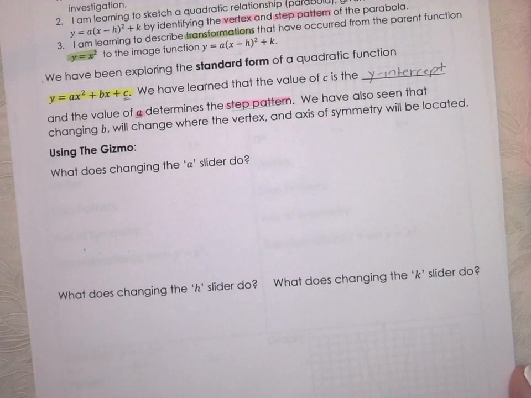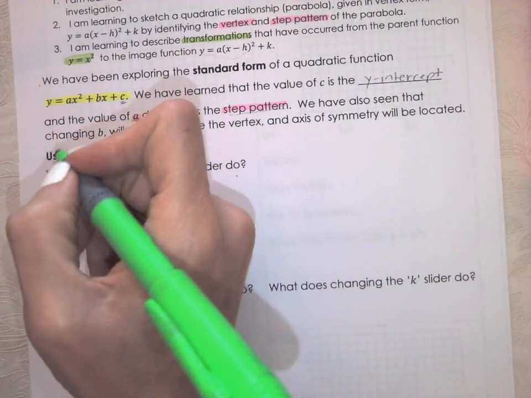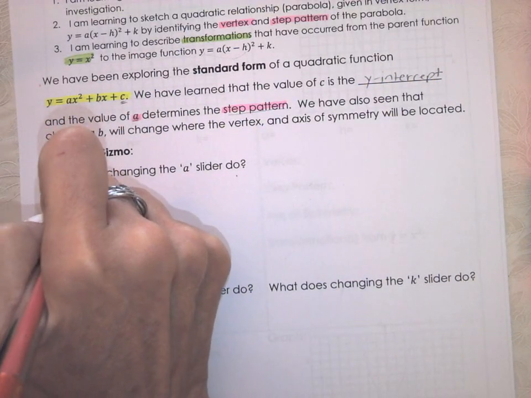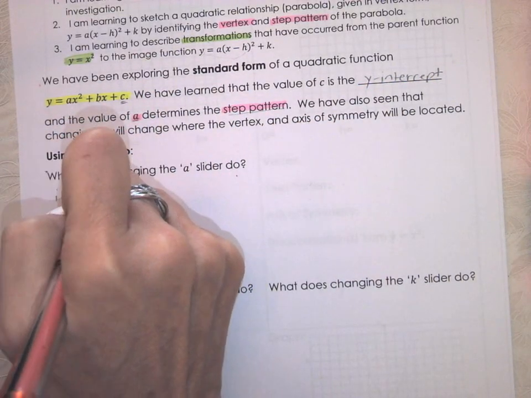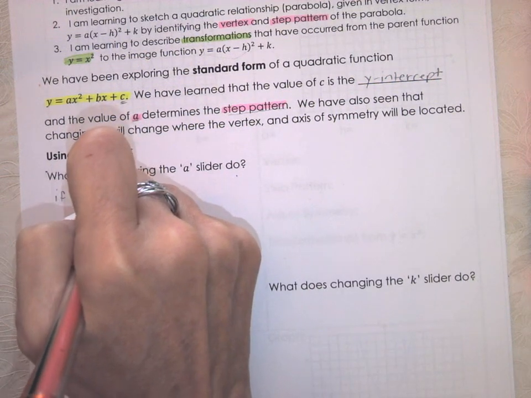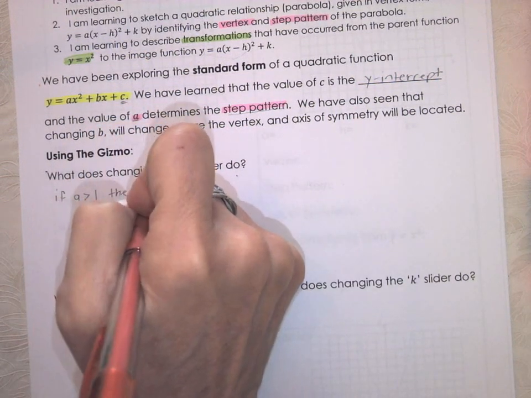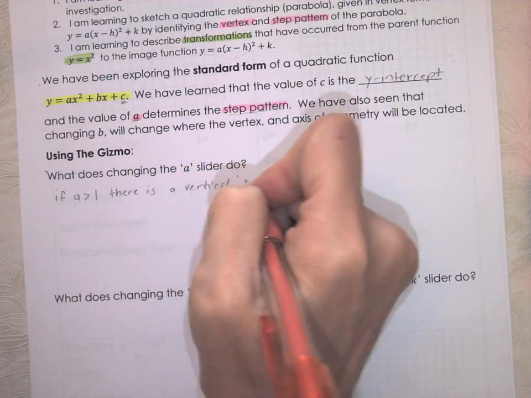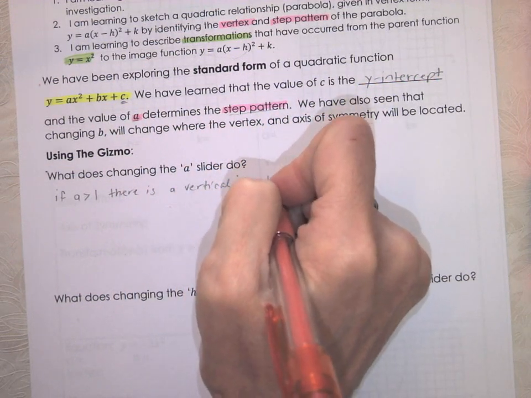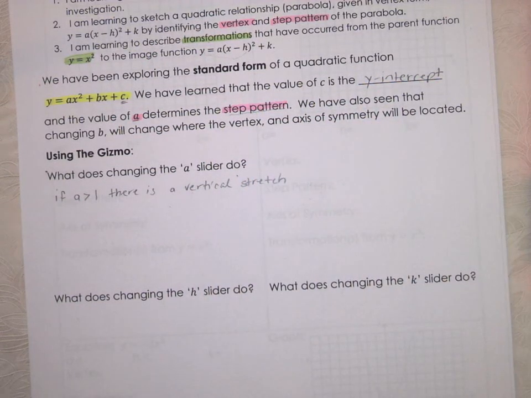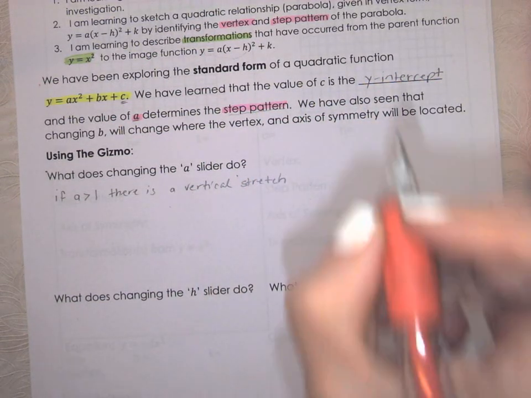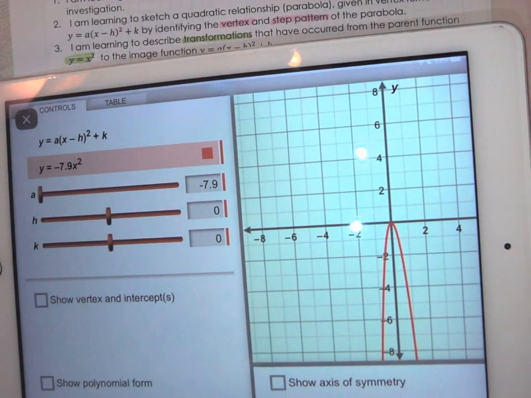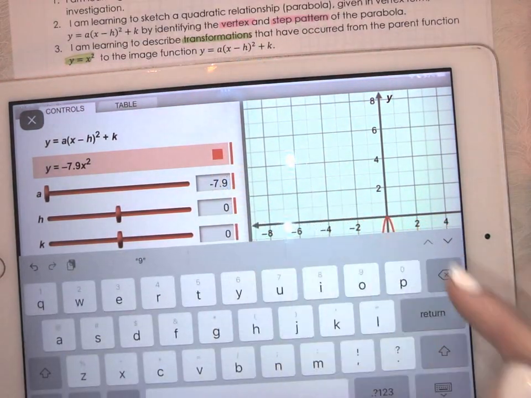So, let's write this out here. If A is greater than 1, there is a vertical stretch. And the stretch occurs in a specific pattern. So I'm going to lock us in at 2 here.